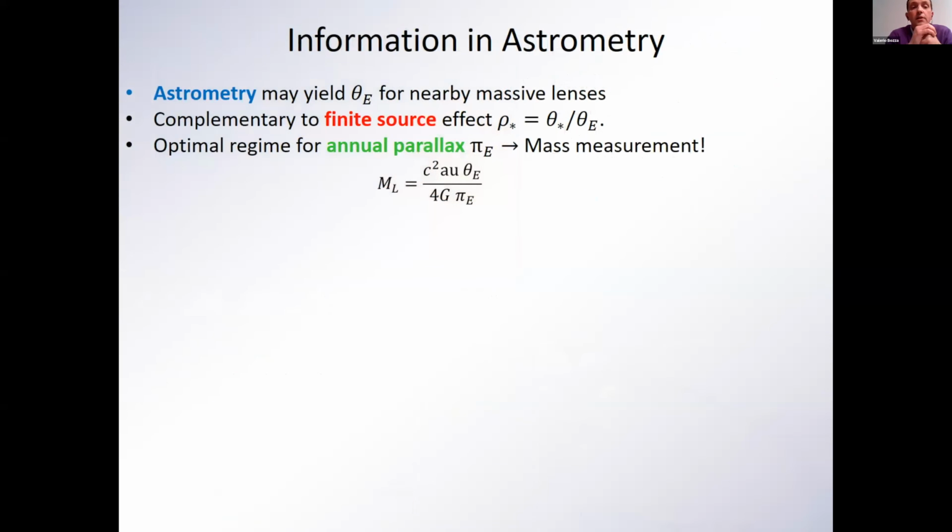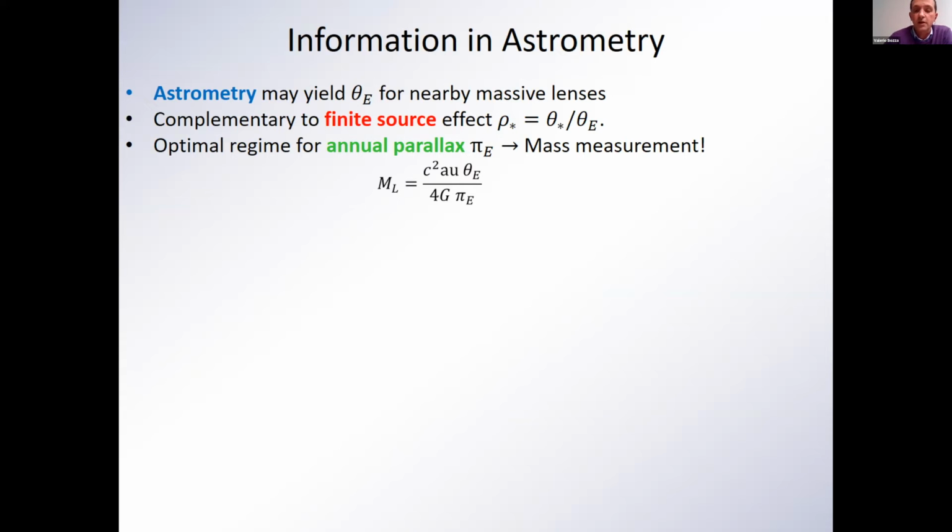Okay, so as Chris said before, astrometry may yield the angular Einstein radius. In particular, it is well suited for nearby massive lenses. In this sense it is complementary to the finite source effect, which instead favors small and far lenses. And in this regime of nearby lenses, we are also in an optimal regime for annual parallax measurement.